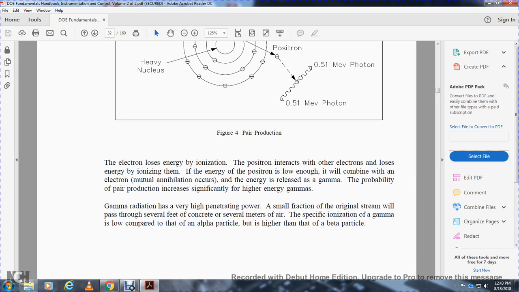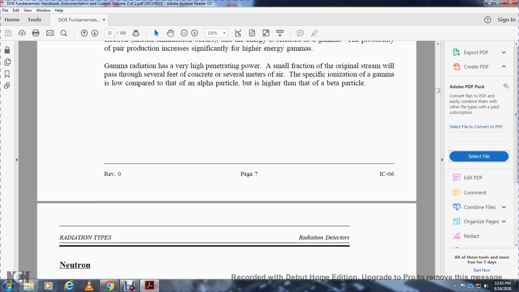Gamma radiation has very high penetration power, with only a small fraction of the original stream being stopped. It will pass through several feet of concrete and several meters of air. The specific ionization of gamma is low compared with the alpha particle and lower than the beta particle.